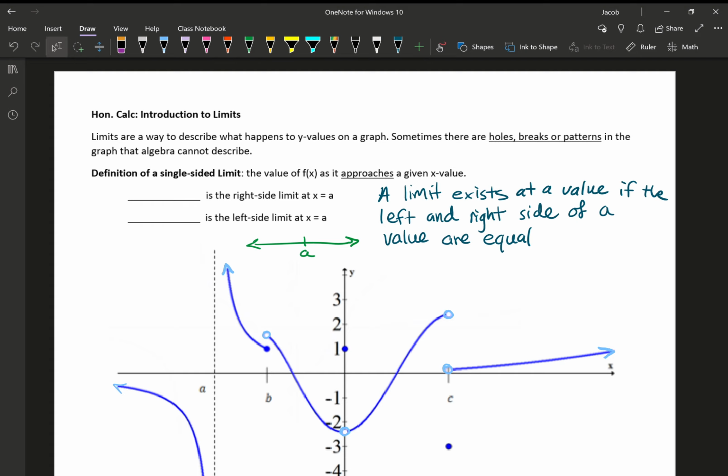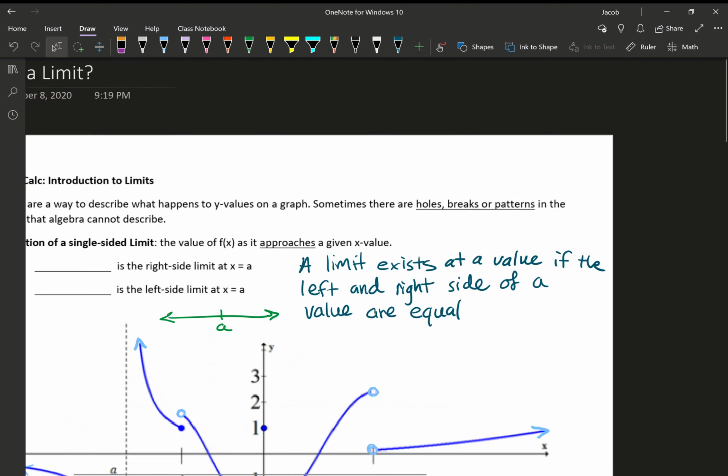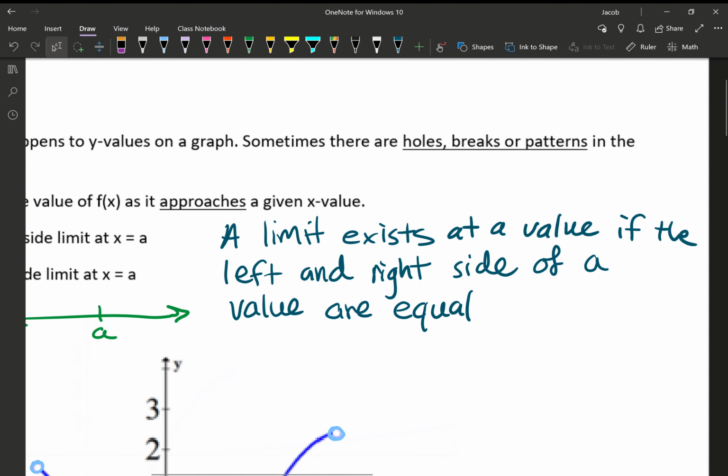Hey, welcome to the introduction to limits. Limits are a big topic in honors calc and calculus in general, so this is our first lesson on it. Limits are a way to describe what happens to y values on a graph. And we know these holes, breaks, or patterns to be discontinuities. That's where we have the most trouble describing what's happening on the graph.